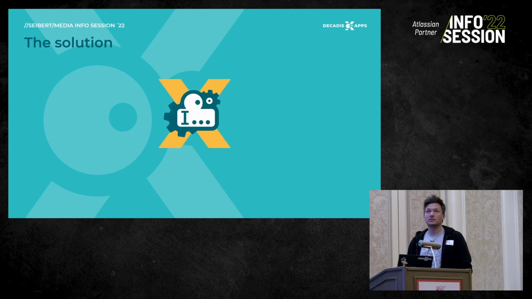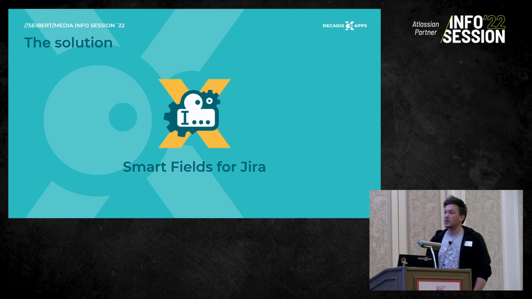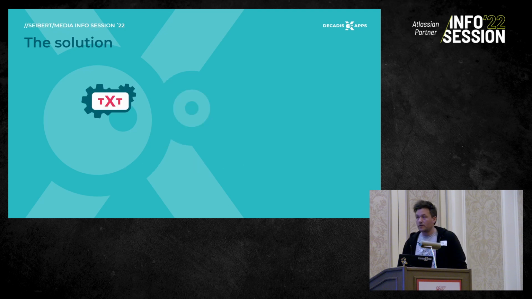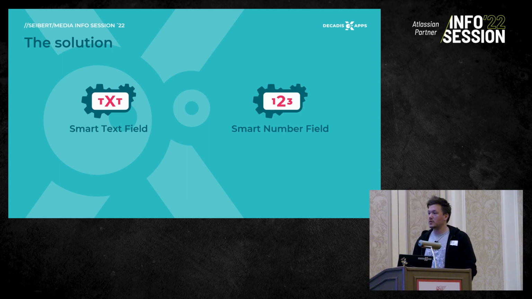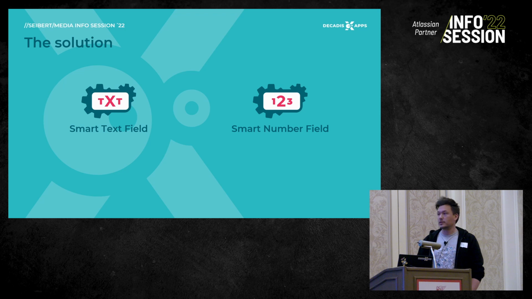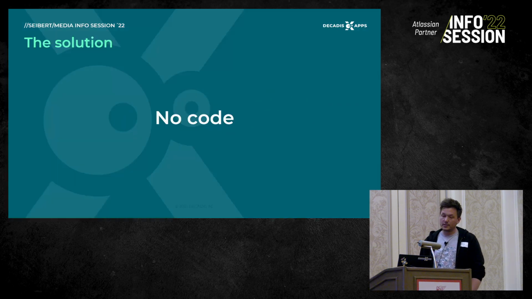We have released just a couple of weeks ago a new app on the Atlassian Marketplace called Smart Fields for Jira. And besides showing a few examples, I'd like to give you an impression of how the app actually works today. First of all, Smart Fields for Jira introduces 2 new custom field types, a smart text field as well as a smart number field. They are used for calculating or composing the textual or numerical value of your interest.